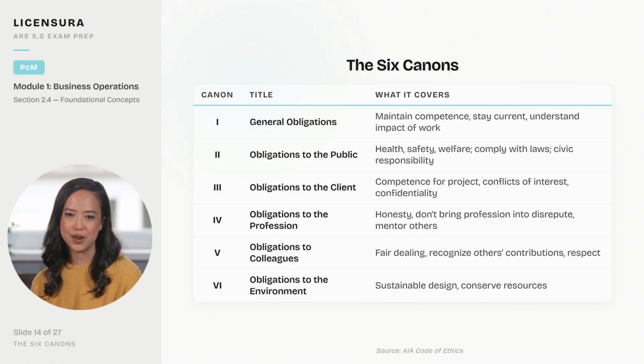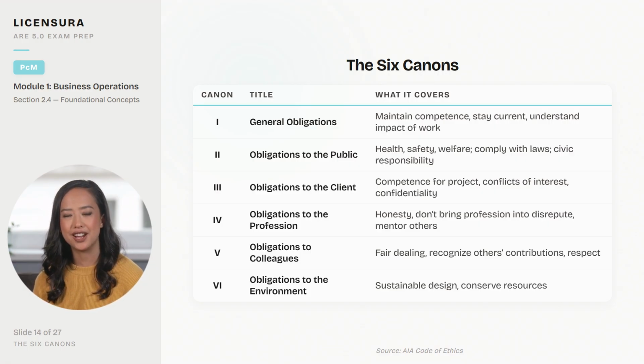Canon 4. Obligations to the profession. Be honest. Don't bring the profession into disrepute. Mentor the next generation. Canon 5. Obligations to colleagues. Fair dealing. Recognize others' contributions. Show professional respect. Canon 6. Obligations to the environment. Sustainable design, conserve natural resources, consider environmental impact.